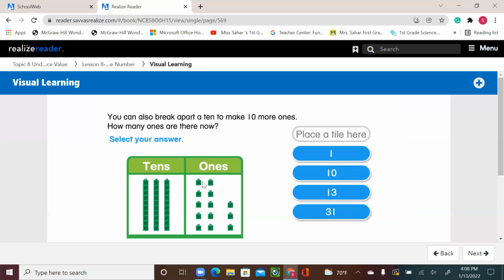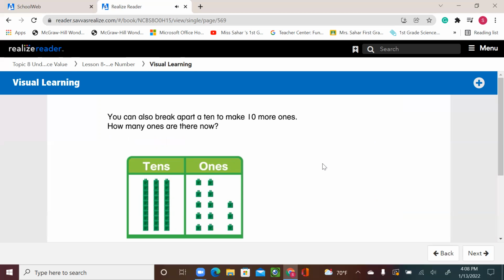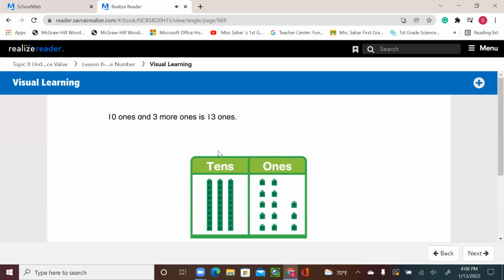I put 3 tens, and let's count the ones now. 2, 4, 6, 8, 10, 11, 12, 13. So I can break apart 43 into 3 tens and 13 ones. Let's see. 10 ones and 3 more ones is 13 ones.